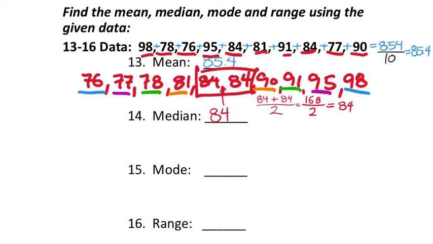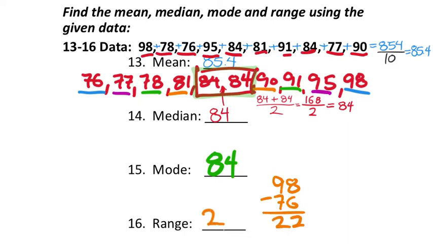Next up, I will find our mode. And there's only one number that occurred more than once. That's the 84 again. So we're going to make the mode also 84. And then the range, where we take the largest of the numbers, which in this case is 98, and we subtract the smallest of the numbers, which is 76, use a calculator if you need to, but it looks like we get 22 as our range.